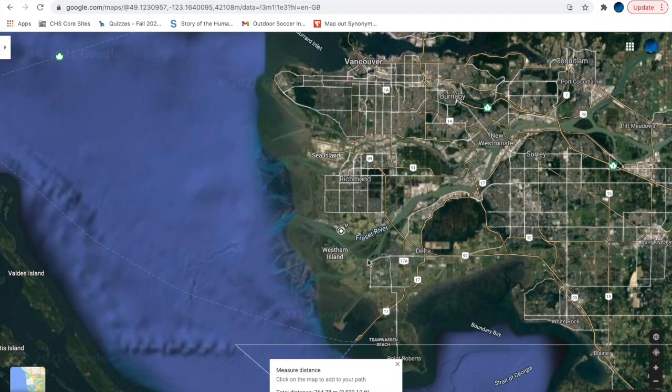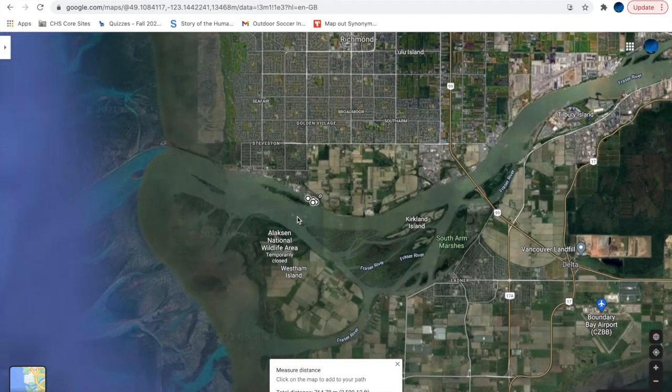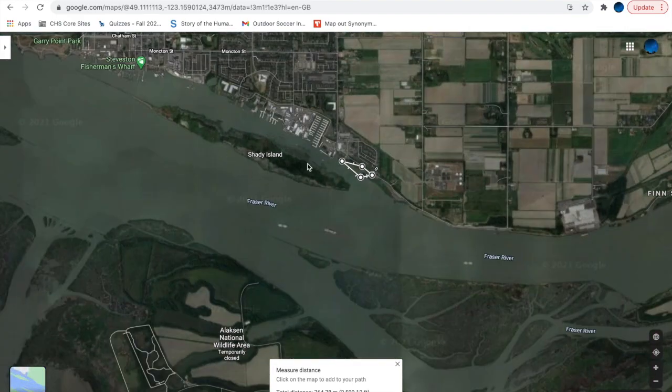The first feature I am going to discuss with you is the formation of an island by the river, specifically Shady Island, seen here, just off of Steveston Pier, which I highlighted in white and will soon be taking you to.